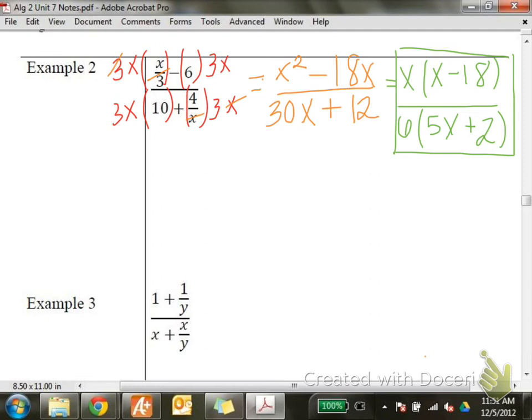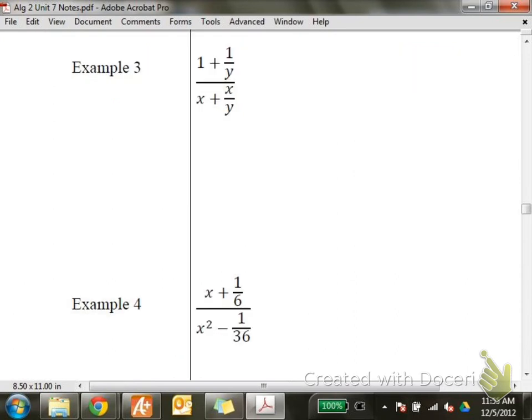That's basically everything. Let's try one more. Okay, example 3: 1 plus 1 over y, all over x plus x over y. What's the LCD? y. So multiply everything by y.